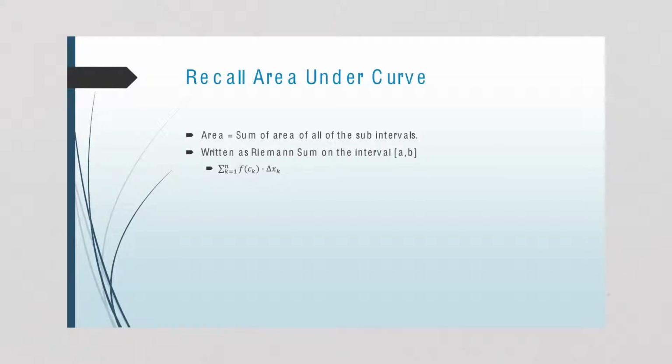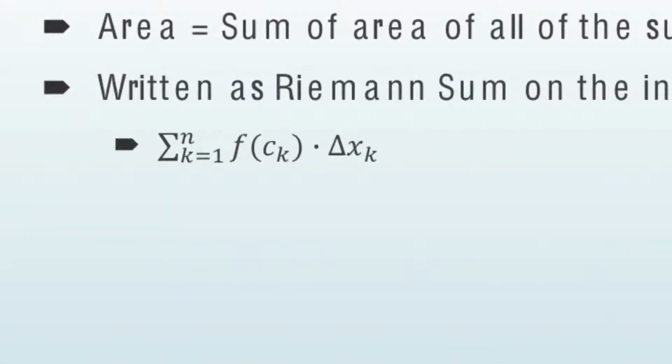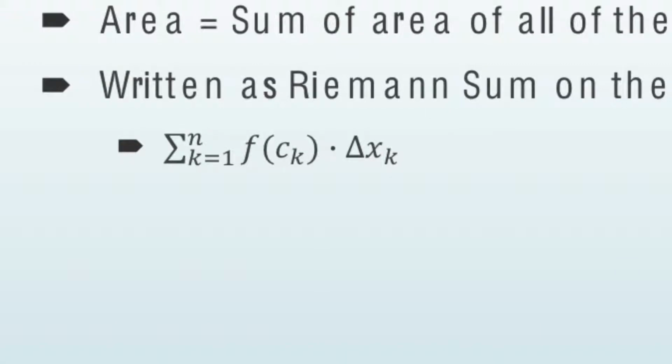Now, how does this relate to the area under the curve? Remember, everything we're going to do this semester is going to deal with the area under the curve. And so the area is equal to the sum of the area of all of the subintervals. Now I can break my subintervals down into anything I want. We just happened to use rectangles last time because they're more convenient. So we see that Riemann sum comes into play here.